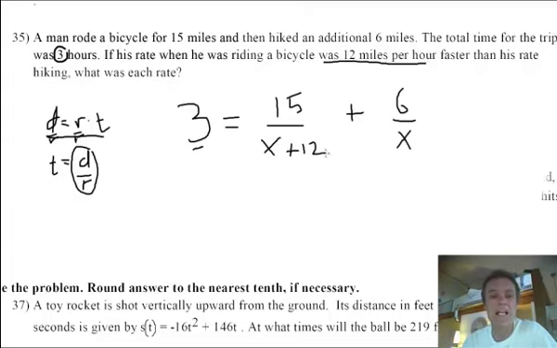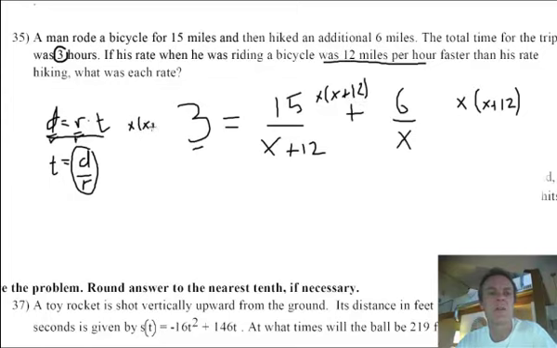Okay, so again, you've got the total time. Again, time is distance over speed for both the cycling and the hiking. Now, again, multiply everything by x plus 12 to get rid of that denominator. It's the lowest common denominator, x and x plus 12. So again, x plus 12, multiply that one as well, and the 3 also gets multiplied by an x and an x plus 12. We're now going to try and find what x is, which will be the hiking speed.